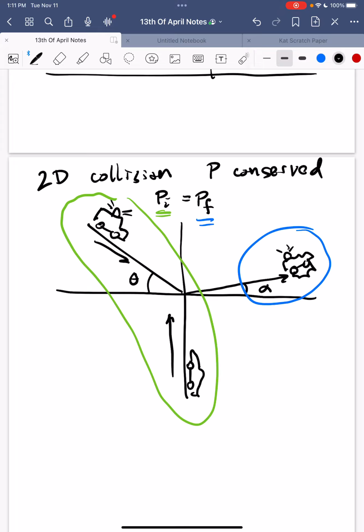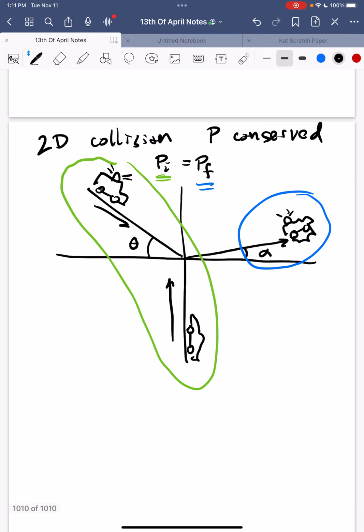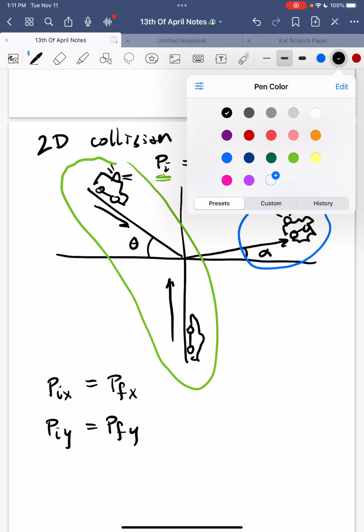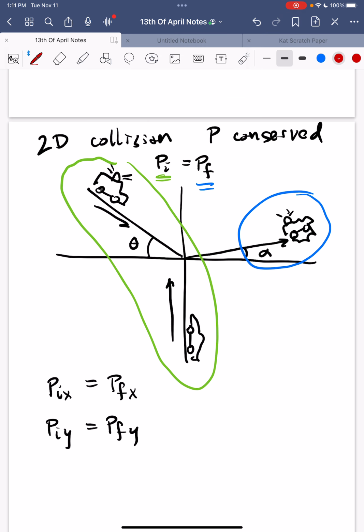So now what I'm going to do is draw different components to these guys. And you have to draw the x and y components. The basic idea is this. The initial momentum in x is going to equal the final momentum in x. The initial momentum in y is going to equal the final momentum in y. So let's draw these different components, and let me try to use some different colors here. So I'm going to draw the y component of this car. Its momentum is like this. So it's the mass of the car times its velocity.